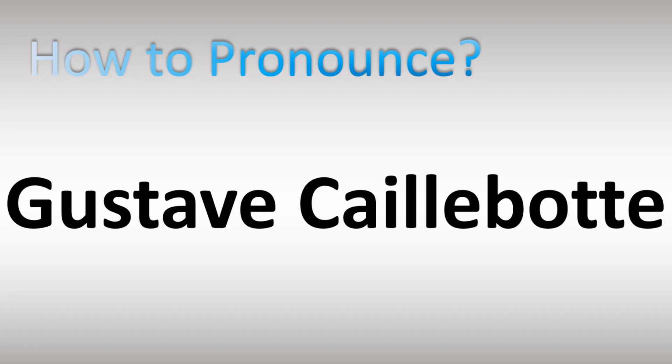Caille, Caille. So essentially the I double L in the surname is like a Y. So Caille, Caillebotte, Caillebotte, you could say. Gustave Caillebotte in English, let's say. In French again, Gustave Caillebotte, Gustave Caillebotte.